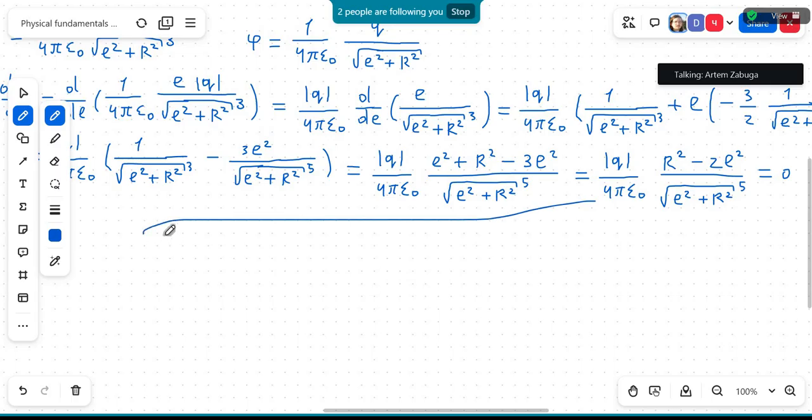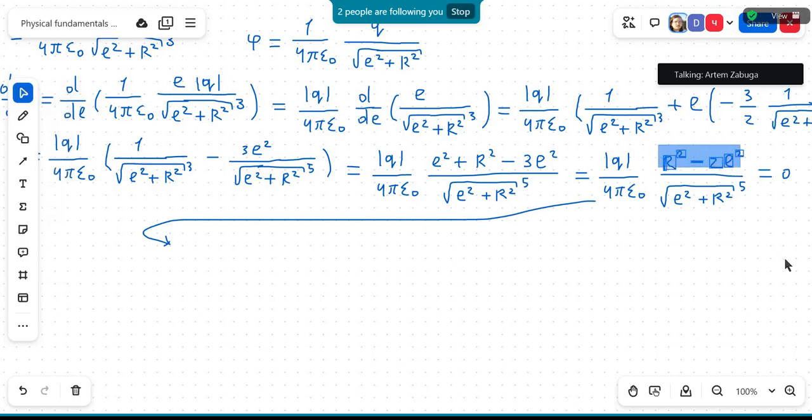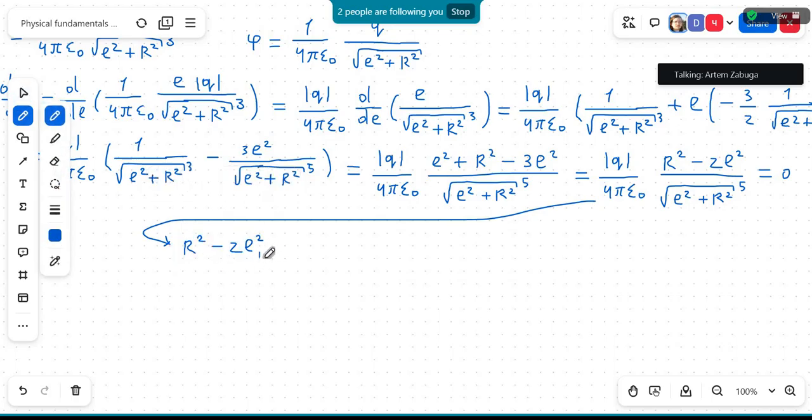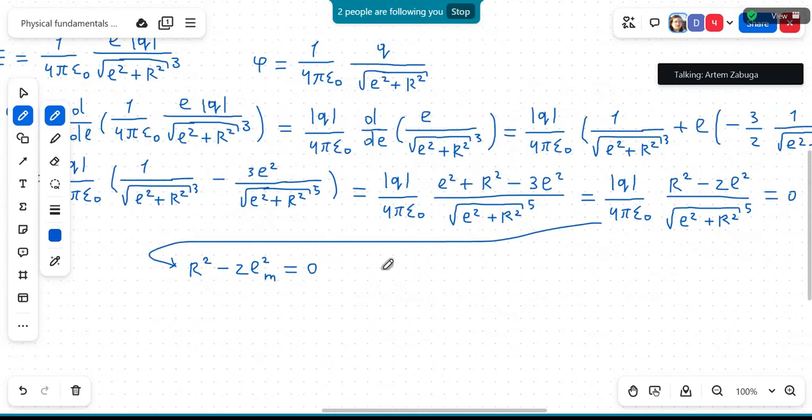And from here we will have the equation to find this value Lm. Lm is a value of L that corresponds to the maximal value of electrostatic field intensity.